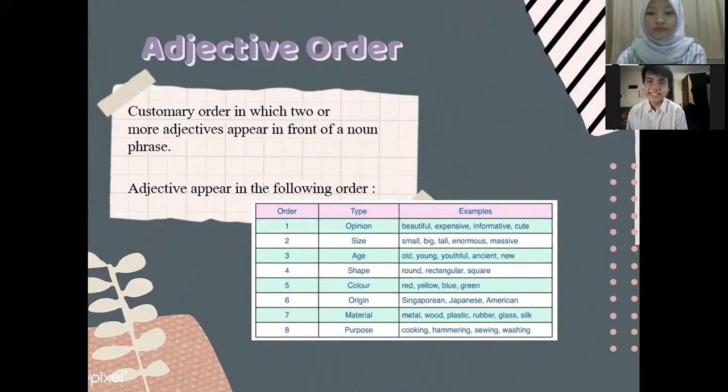Number 4 is shape, such as round, rectangular, or square. Number 5 is color, like red, yellow, blue, or green. Number 6 is origin, like Singaporean, Japanese, American. Number 7 is material, like metal, wood, plastic, rubber, glass, or silk. And last, number 8 is purpose, such as cooking, hammering, sewing, or washing.